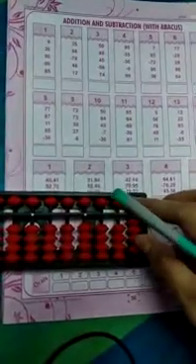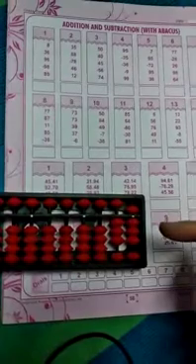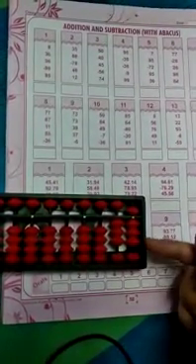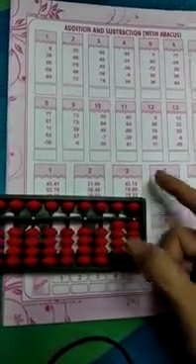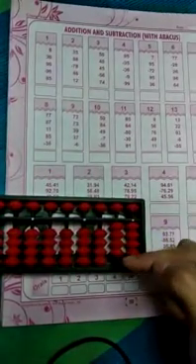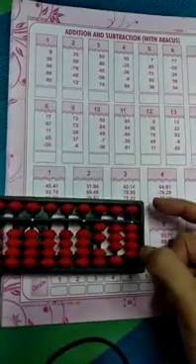836, 8 plus 36 is not possible. What is the formula for 6? Minus 4 plus 10, big friend formula, which is not applicable here. So we'll apply combination formula, plus 1 minus 5 plus 10. Then 96, 90 is not possible. What is big friend formula? Minus 1 plus 10, minus 1 plus 10, this is 90. And 6 big friend formula is minus 4 plus 10.